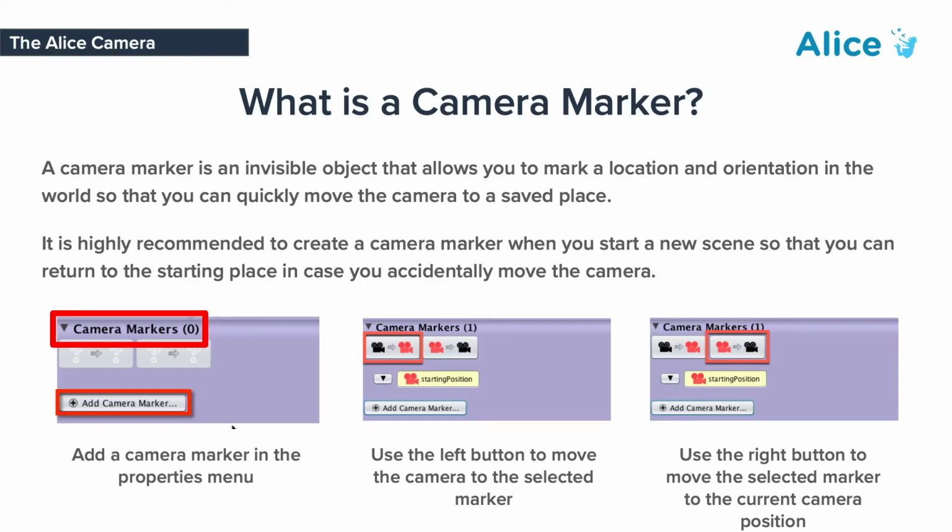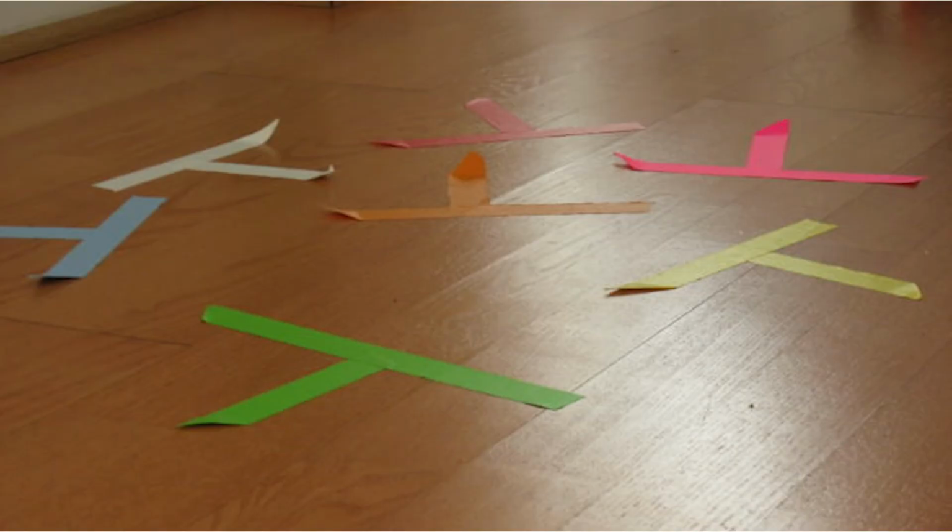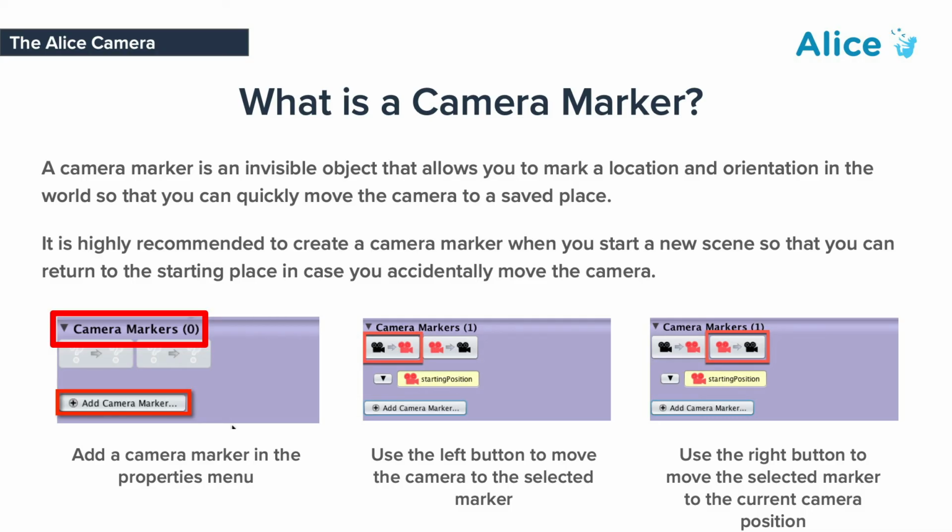To reuse frequent camera angles, you may want to try camera markers. Again, this gives us options similar to making a movie. Think of these as like marking your scene for where you want to put the camera, like putting tape on the ground to remember a camera position as you might do on a film set. A camera marker is an invisible object that allows you to mark a location and orientation in the world so that you can quickly move the camera to a saved place.